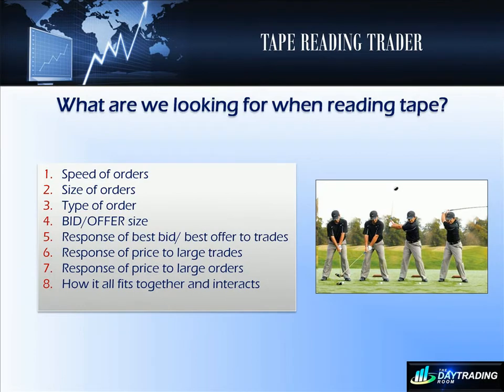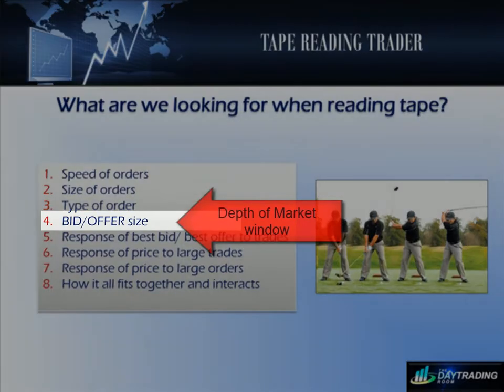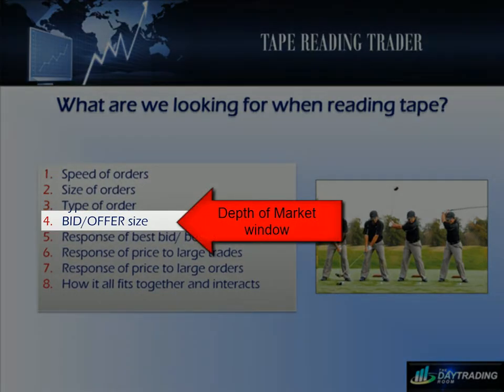Then we want to look over to the dome, the depth of market, looking at the bid and offer size. What size is sitting on that bid? What size is sitting at the offer? I generally am not concerned too much with orders too far away from the market. That depends on the market you're trading, but as a generalization, really I'm only looking for the best bid and best offer.